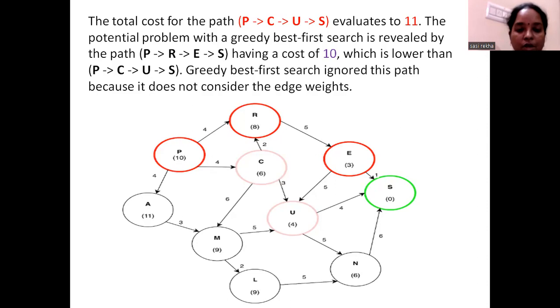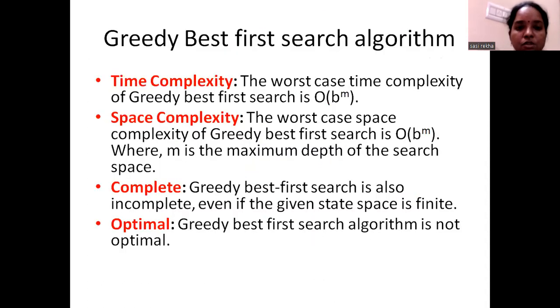This is because the algorithm simply ignores the edge cost. Instead, it only takes the evaluation function, that is the heuristic function. So if you search with the help of only the heuristic function, you might get a cost which is higher than the other options, right? The greedy best first algorithm has time complexity of order b to the power of m, where b represents the branching factor, and the space complexity is the same as the time complexity, b to the power of m. m represents the maximum depth of the search space.